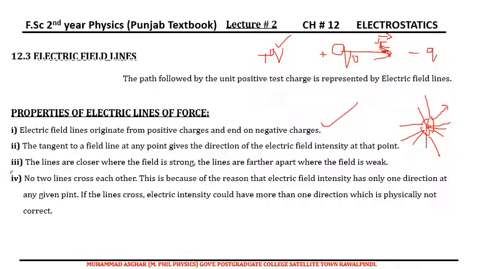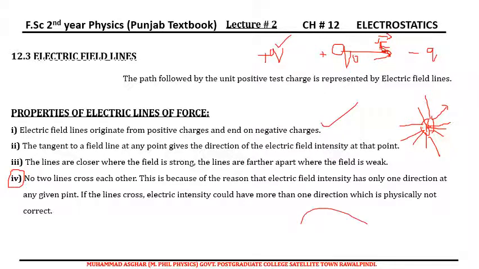Fourth and most important, which is also a question in the exercise, no two lines cross each other. Never do two lines cross each other. What is the reason why no two lines cross each other? It is because electric field intensity has only one direction, and if two lines cross each other, then electric field intensity will have two directions at a single point.